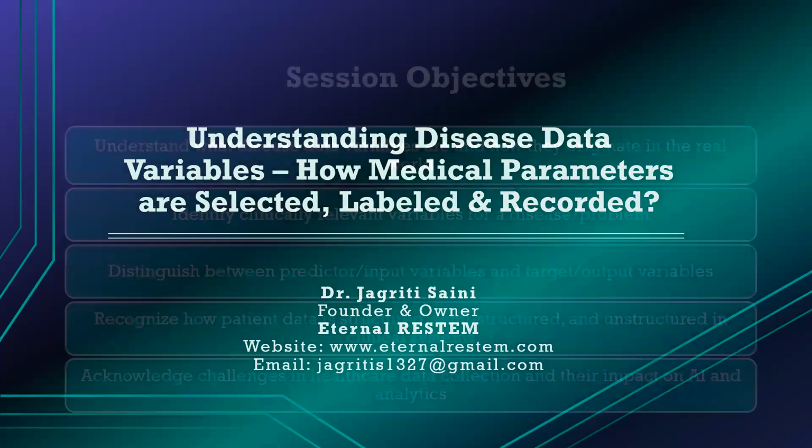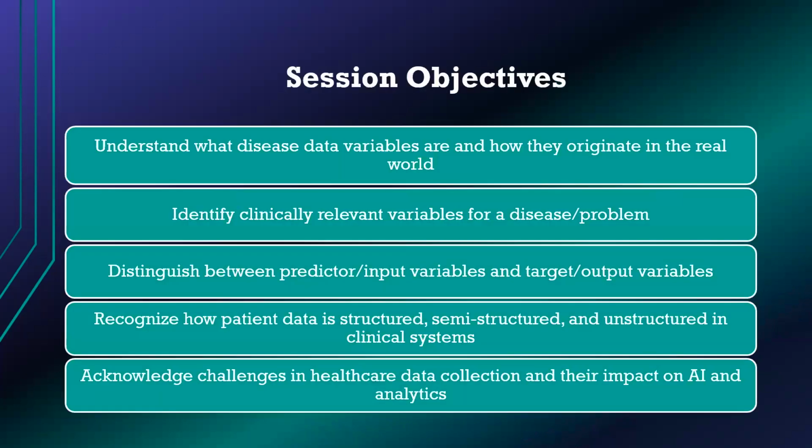So the outline for today's session is, we'll first try to understand what type of disease data we generally have and how they originate from the real world. That kind of discussion we'll have here. Then we'll identify some relevant variables with reference to disease problems, and we will see how those variables are organized together to make predictions, or to gather them as input variables or output variables together.